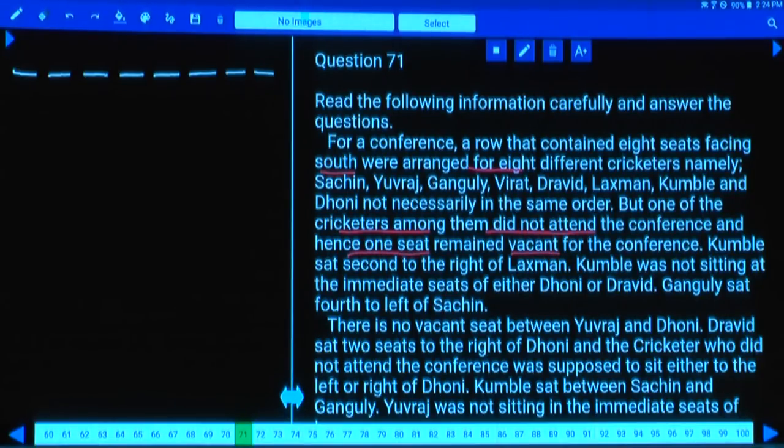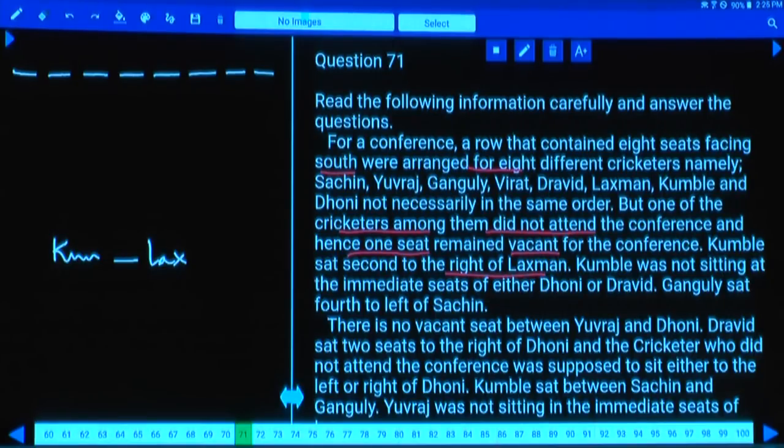And the information: Kumble sat second to the right of Lakshman. As all these persons are facing towards south, Kumble is seated second to the right of Lakshman. Kumble is here, isn't it? And Lakshman will be here, because these persons are facing south, and Lakshman's right hand side is towards our left hand side. And Kumble is seated second to the left of Lakshman.